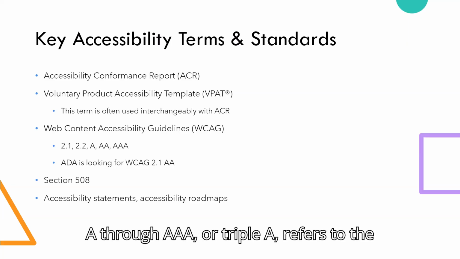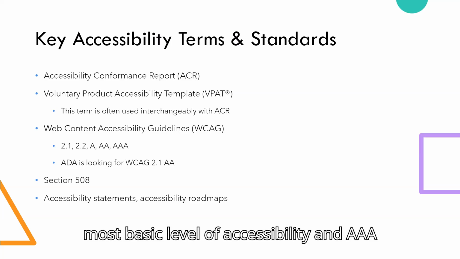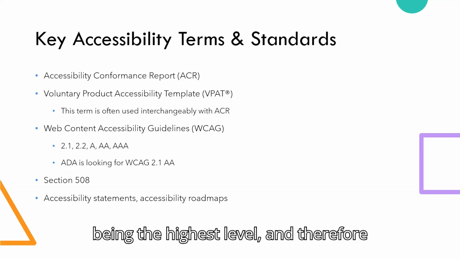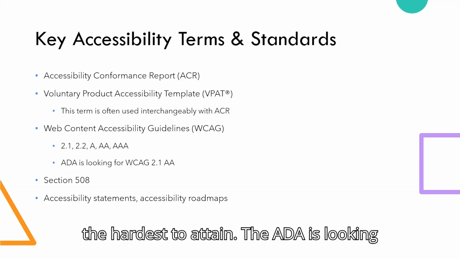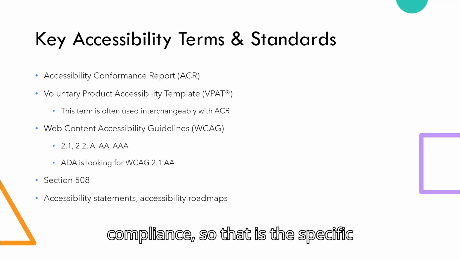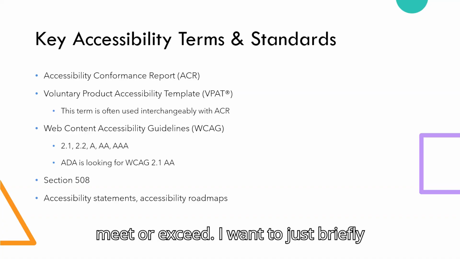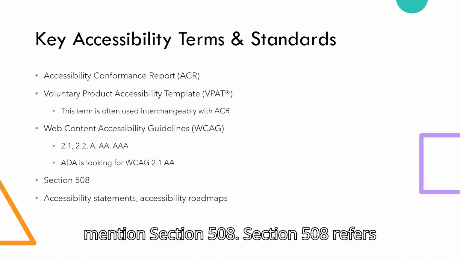A through AAA refers to the level of conformance, with A being the most basic level of accessibility and AAA being the highest level, and therefore the hardest to attain. The ADA is looking for WCAG 2.1 AA compliance, so that is the specific criteria you will want your vendors to meet or exceed.